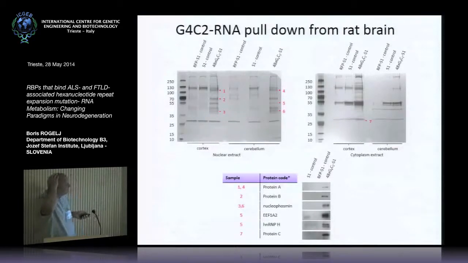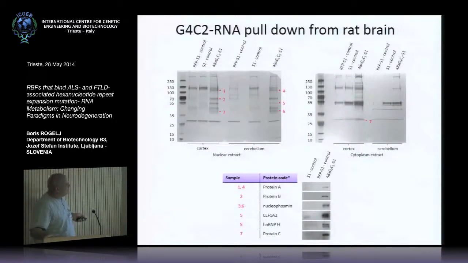We looked at the nuclear and cytoplasmic extracts, as I said, and we looked at the cortex and cerebellum, and we saw several bands. Now, we're still following these up, so I really apologize for just labeling them as protein A or B. But following mass spec identification, we looked at westerns, and we saw really good validation of these pull-downs.